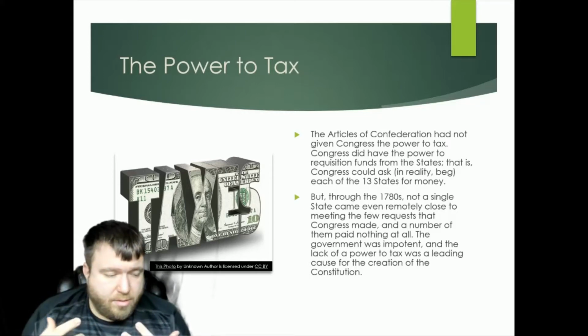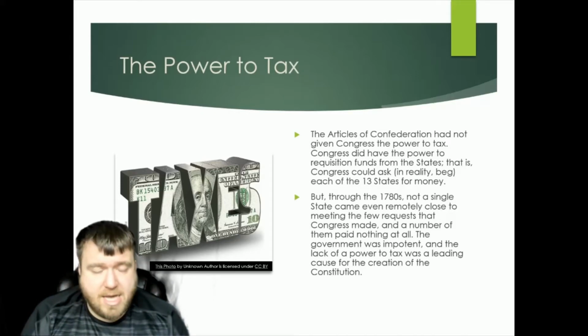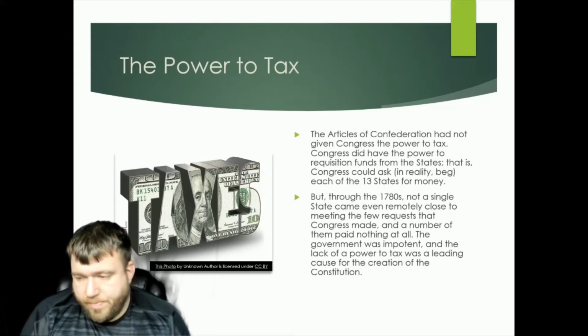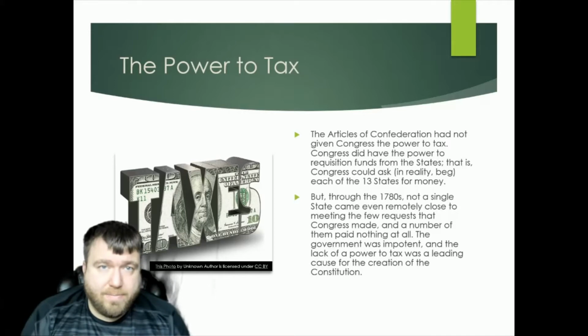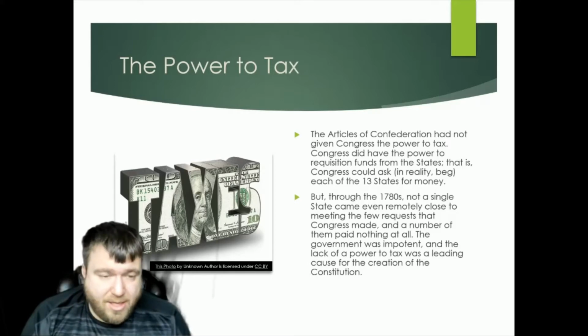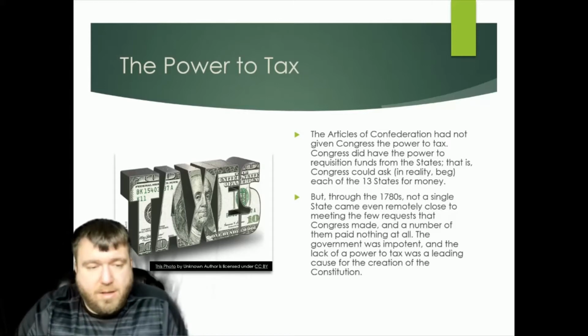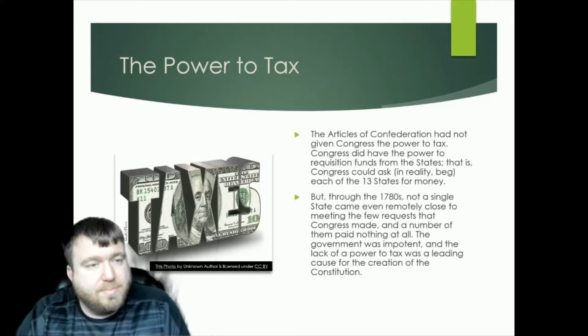And under the Articles of Confederation, the Congress did not have the power to tax. So they had no way to get money. So they just kind of asked the states to make donations. And while some did, like it says here, they didn't even come close to getting what they needed. So Congress needed the power to require the states to pay money. So from that came the power to tax.